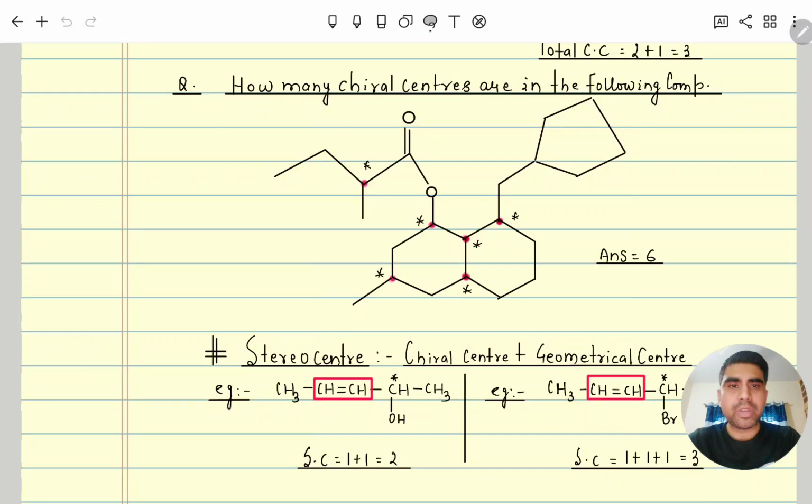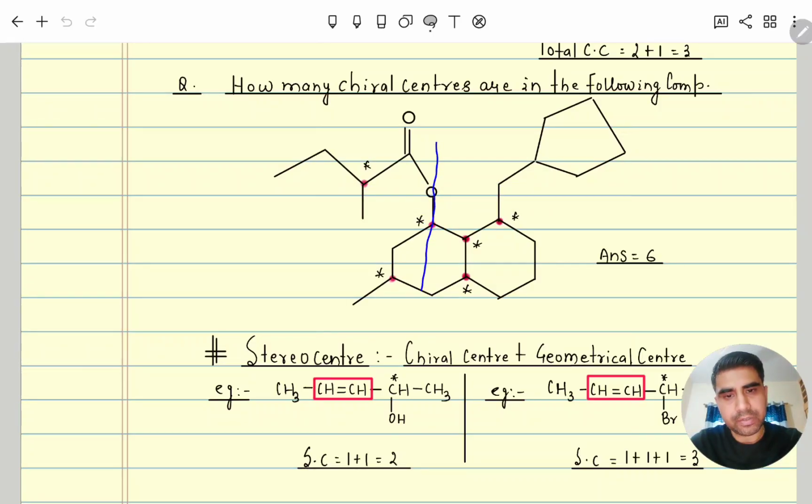In this compound, how many chiral centers are there in the following compounds? Here you can see this carbon has hydrogen, methyl, ethyl, and this group of atoms. Along with hydrogen, this is a chiral center. Similarly, this is also chiral. In a simple way we can understand a chiral center.